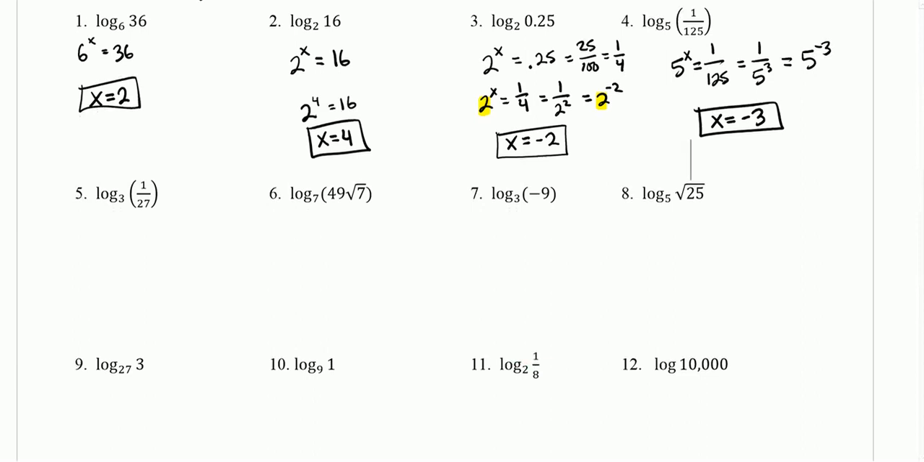Number 5 is log base 3 of 1 over 27. This is asking the question, 3 to what power is 1 over 27? 27 is 3 to the third power, which is 1 over 3 to the third power, which is 3 to the negative third power, so our exponent is -3.